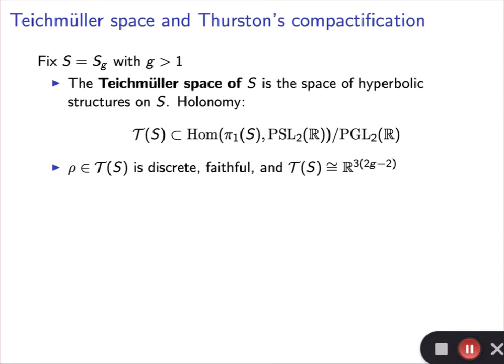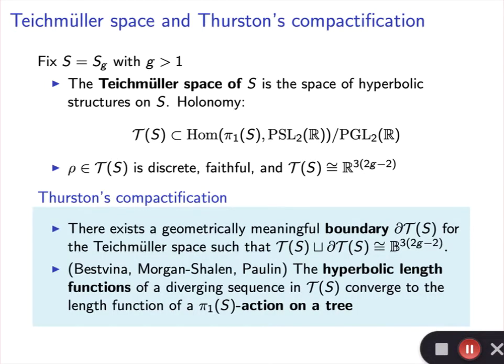And studying three-manifolds and trying to understand the topology of three-manifolds better, Thurston introduced a compactification of Teichmüller space, where he attached a geometrically meaningful boundary to the Teichmüller space so that the resulting space is a closed ball of dimension 6g minus 6. The boundary points of this Thurston compactification have then been reinterpreted in many different ways.